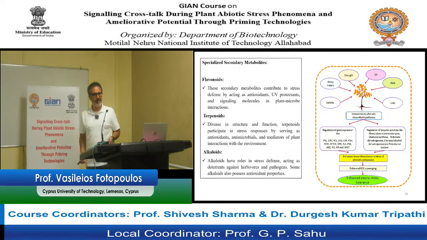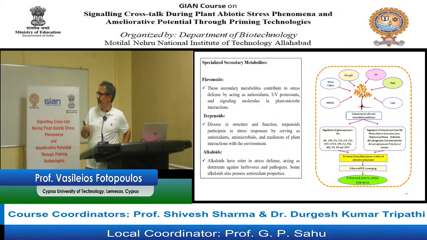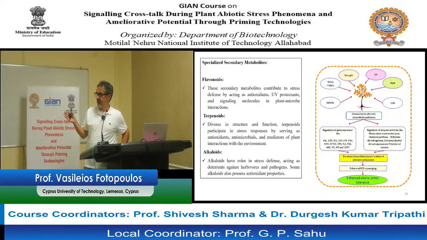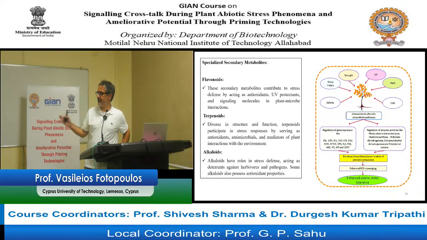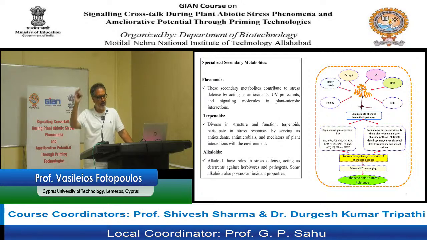And in terms of the secondary metabolites, which is again a vast library of materials, it includes materials like flavonoids, terpenoids, and alkaloids. Flavonoids are secondary metabolites that contribute to stress defense by acting as direct antioxidants. They act as UV protectants, very commonly, and also as signal molecules in plant-microbe interactions. This also includes the category of flavanols, anthocyanins, the whole flavonoid pathway that is heavily implicated in stress responses.